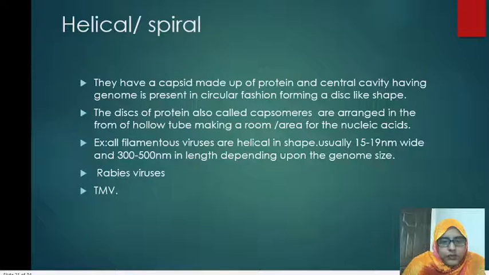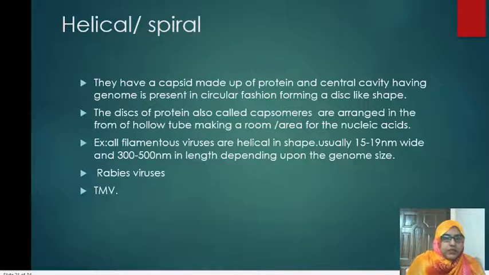The discs of protein are also called capsomeres. The different discs we arranged are called capsomeres. In viruses, the same discs are called capsomeres, in the form of a hollow tube, making room for nucleic acid, and the central hollow cavity has nucleic acid, either DNA or RNA. Okay, the center has a hollow cavity.